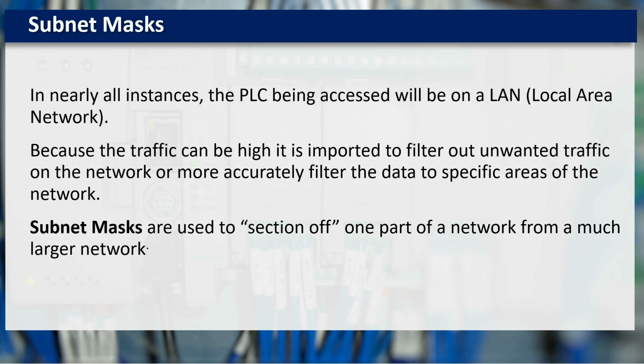In all instances, the PLC being accessed will be on a local area network. Because the traffic can be high, it's important to filter out unwanted traffic on the network, or more accurately, filter the data to specific areas of the network. Subnet masks are used to section off one part of a network from a much larger network.